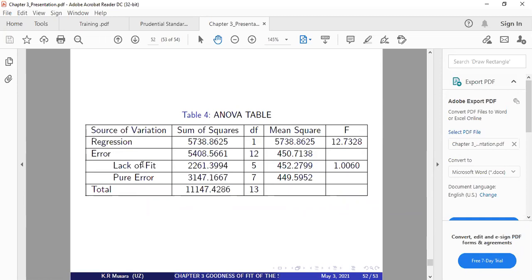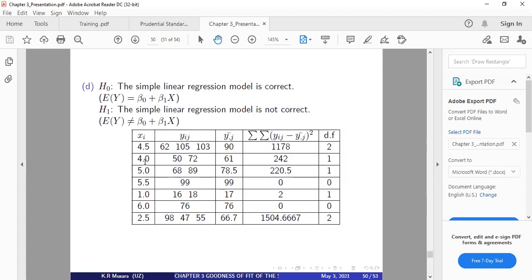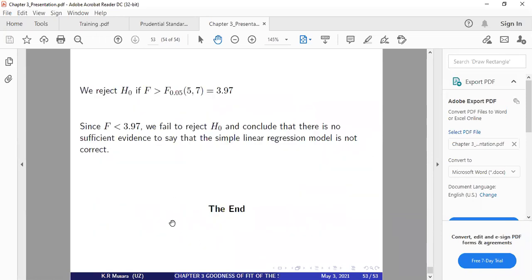So based on this, now you have to come up with a conclusion. Did we mention the conclusion? No, we didn't. So we reject H naught if F is greater than what? F from the tables. This is the rejection criteria. So it's better you differentiate those F's. This is F star. We reject H naught if F star is greater than F 0.05.